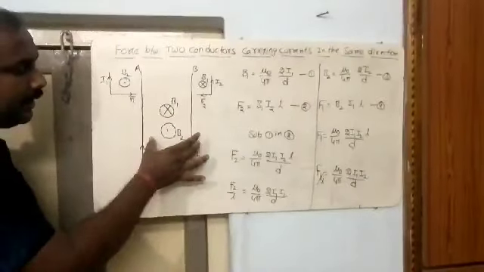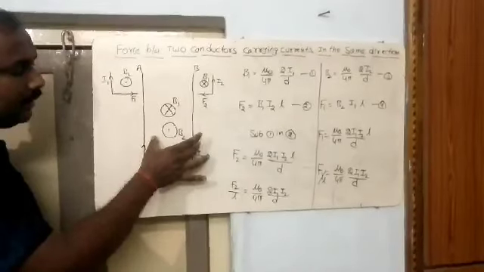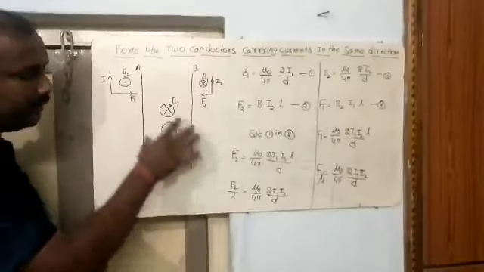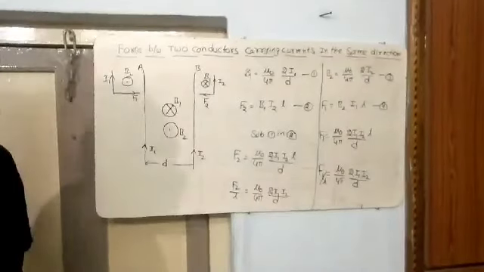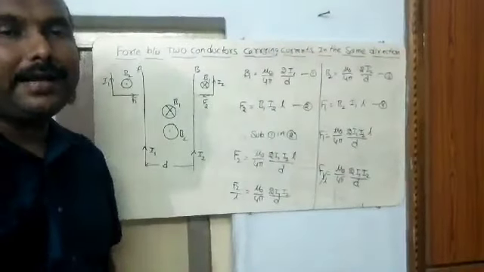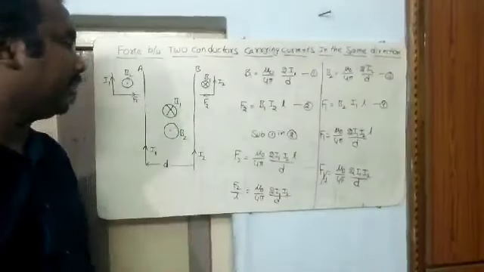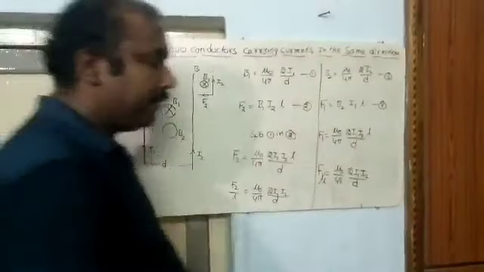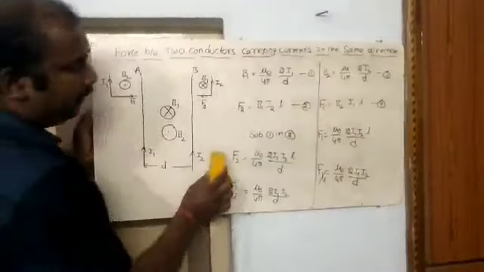Suppose the current directions are reversed, one is upward, second one is downward. In such a case, repulsion is developed. But if both are traveling in the same direction, attraction is developed between those two conductors. Otherwise, it will be a repulsion. So finally, from this one, we can get one important definition. What is the meaning of ampere?